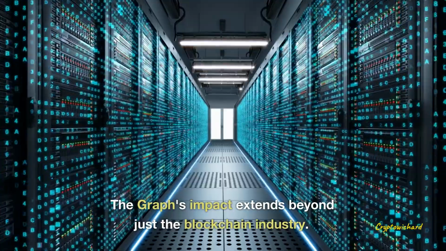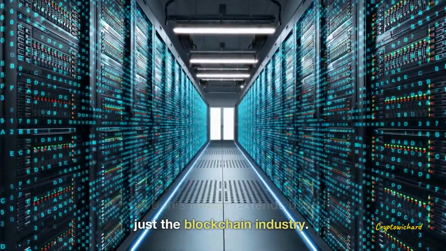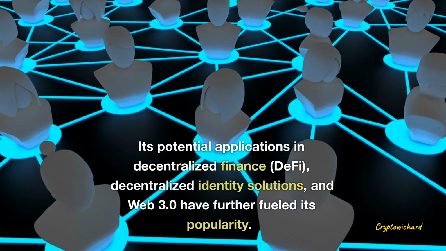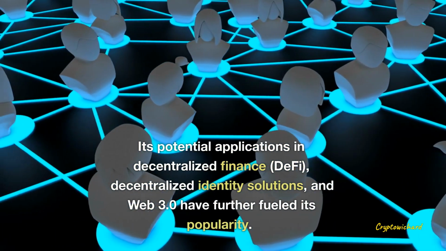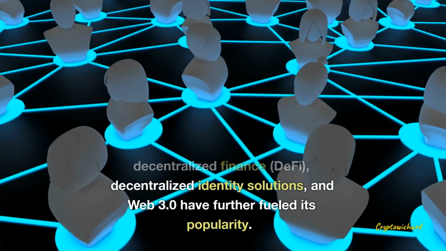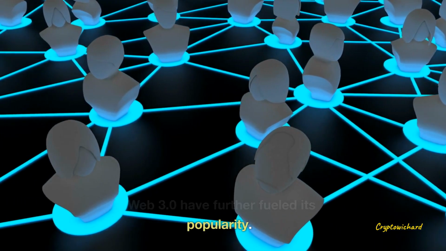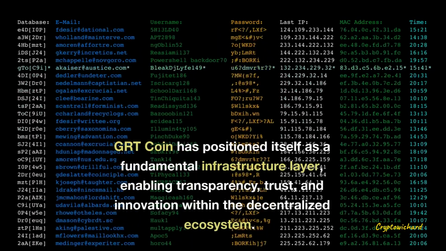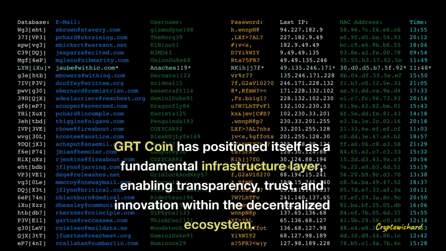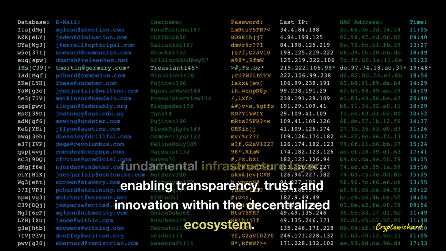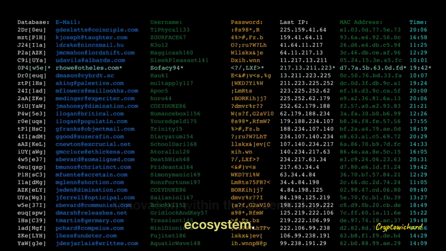The Graph's impact extends beyond just the blockchain industry. Its potential applications in decentralized finance, DeFi, decentralized identity solutions, and Web 3.0 have further fueled its popularity. GRT coin has positioned itself as a fundamental infrastructure layer, enabling transparency, trust, and innovation within the decentralized ecosystem.